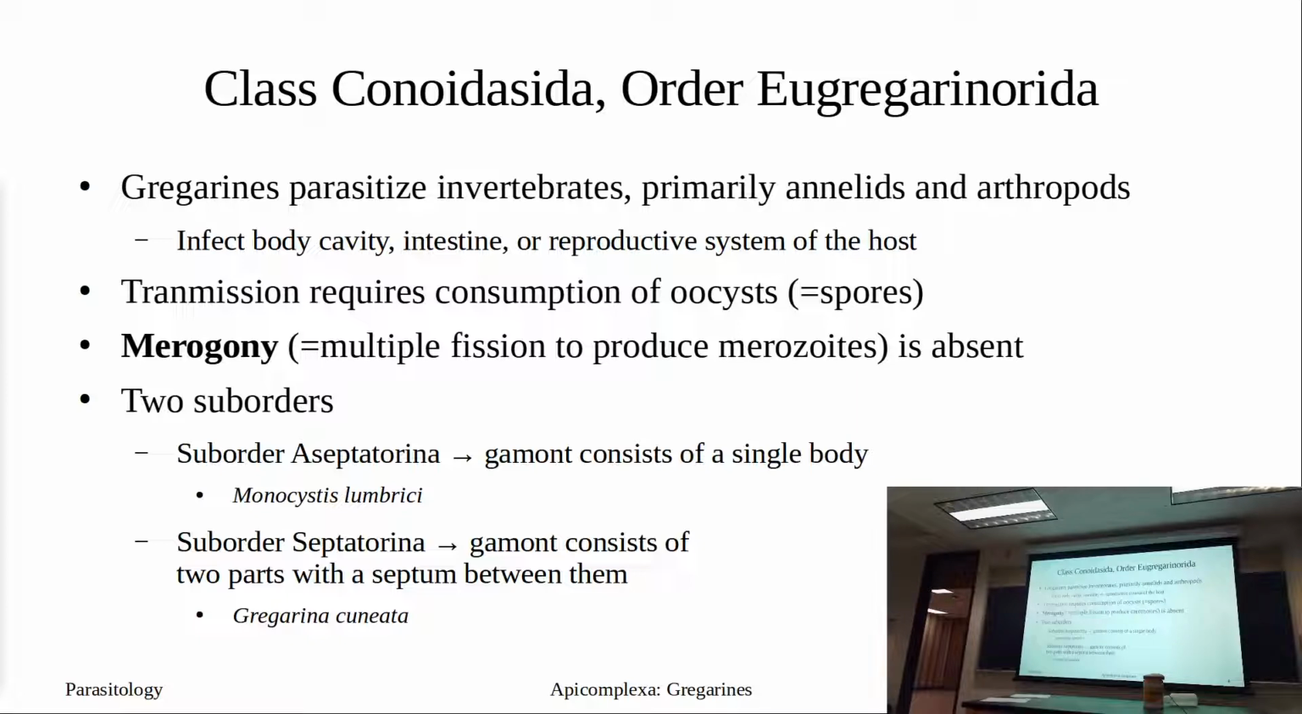Our representative examples are Monocystis lumbrici. That's our Aseptoturina. We're going to dissect a nightcrawler to look at these guys, and we're going to do that on Monday. And then the other one is Gregorina cuneata. We've got Gregorin slides. I have to pull the strength. Keep forgetting to go get it. But we have some prepared slides for those guys. If we wanted to find our own, I'm sure we could find them. We just have to pick up some insects.